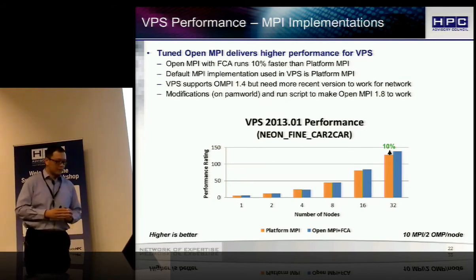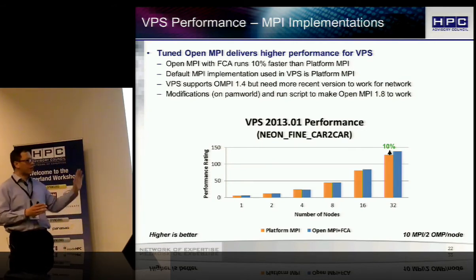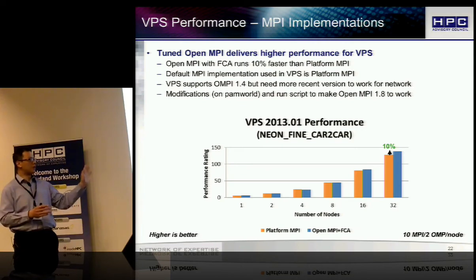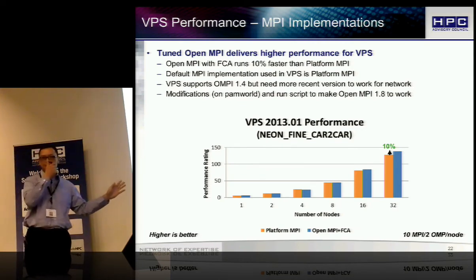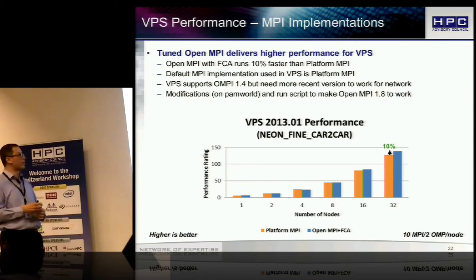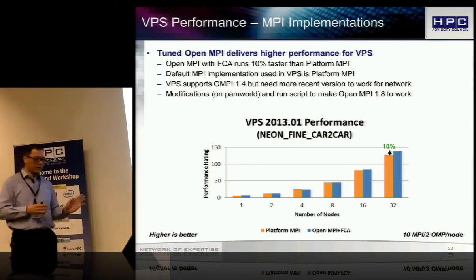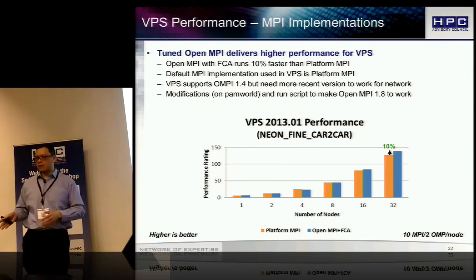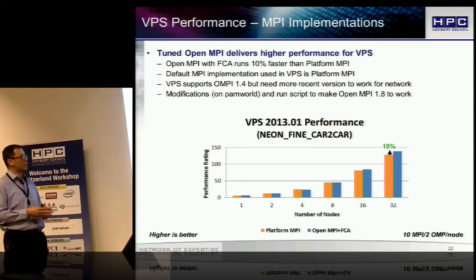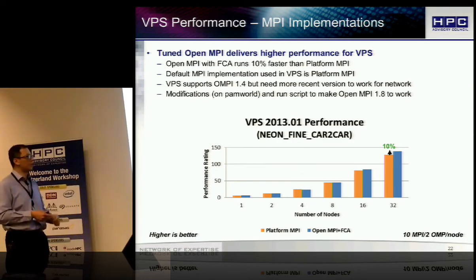For this particular slide, we're comparing Platform MPI versus the improved version of OpenMPI, that's with the FCA support. What we can see here is that for Platform MPI, using the out-of-the-box settings, which does processor binding plus something that's already been used to support running PAM-CRASH, we get 10% performance improvement over that for the 32-node case.